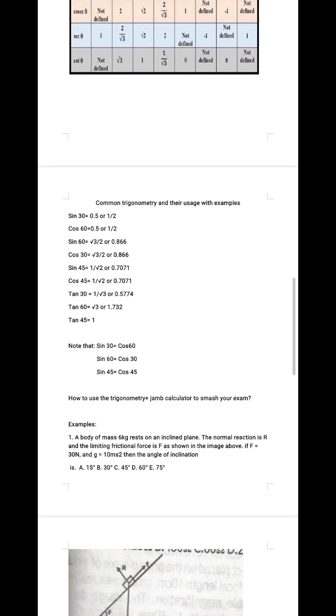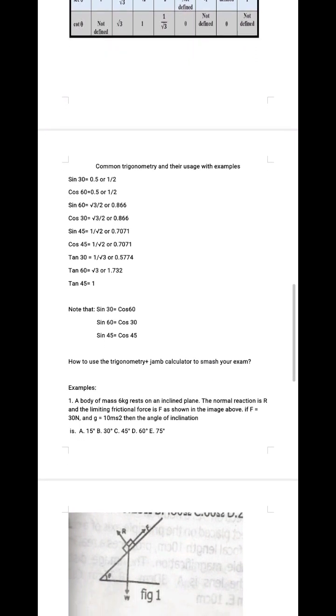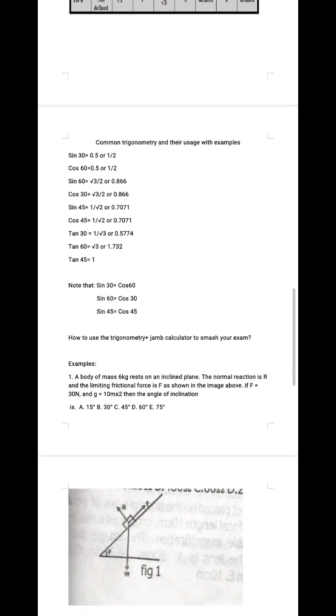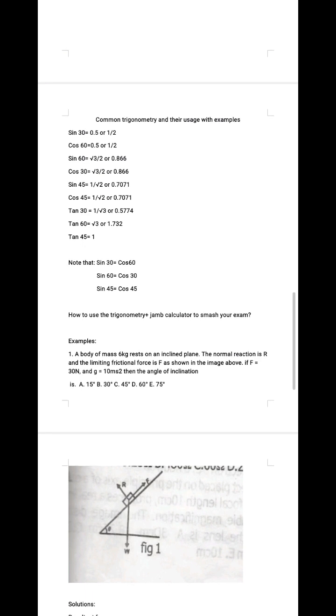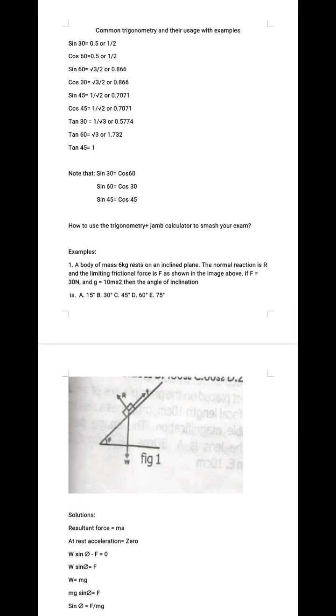Sin 45 is 1/√2 or 0.7071, and cos 45 is also 0.7071. Tan 30 is 1/√3 or 0.5774. Tan 60 is √3 or 1.732. Tan 45 is 1. Now, certain things you must know: sin 30 equals cos 60 degrees, sin 60 equals cos 30 degrees, and sin 45 equals cos 45 degrees. How do you use this trigonometry and calculator to smash your exam and have a 300 plus in your Jamb?